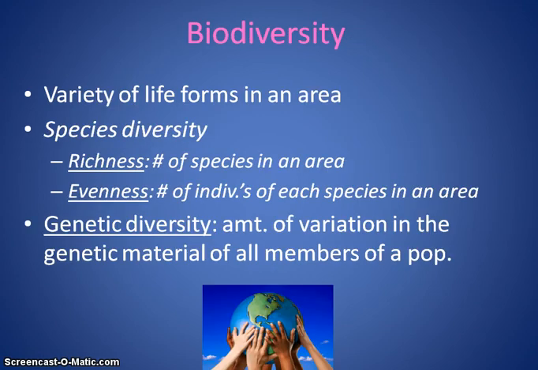Biodiversity, we've also discussed before, and is brought up again in this unit. It's the variety of life forms that are in an area. And species diversity is going to be a measure of that biodiversity. So the species richness, which is referring to how many different types of species are in an area, and then the species evenness, which is how many individuals of each of those species are there. So are they evenly distributed, or are there only a couple of certain species and a lot of another, and so on.